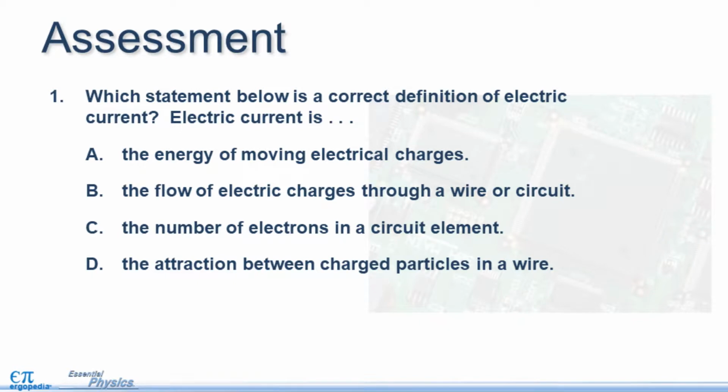For this lecture segment, the pre-assessment questions are the following. For number 1, which statement below is a correct definition of electric current? Electric current is A, the energy of moving electrical charges, B, the flow of electric charges through a wire or circuit, C, the number of electrons in a circuit element, or D, the attraction between charged particles in a wire. Go ahead and pause the video and record your answer in your notebook.